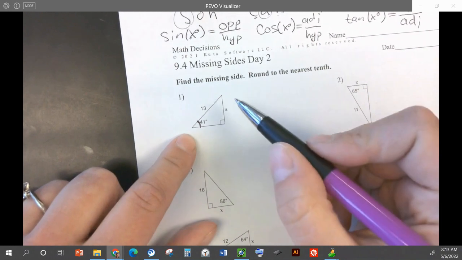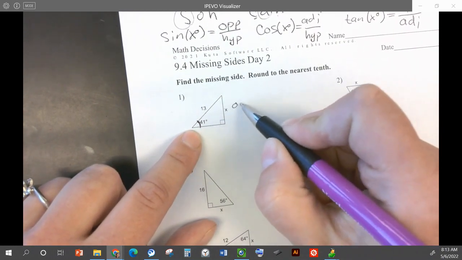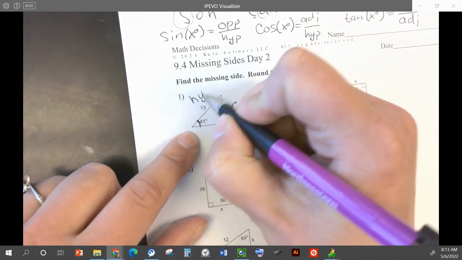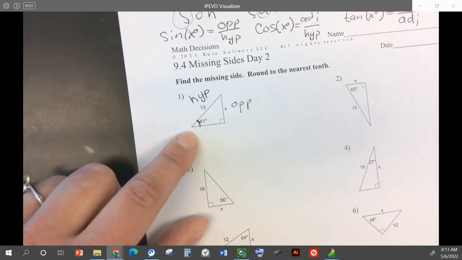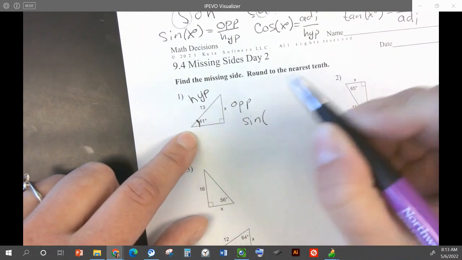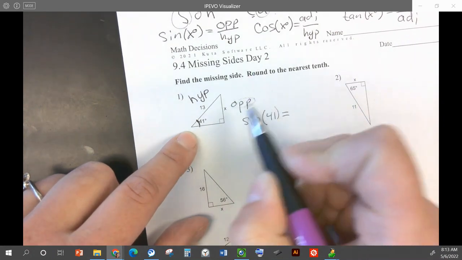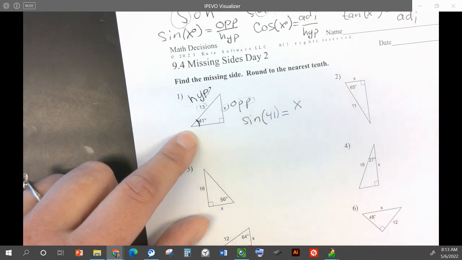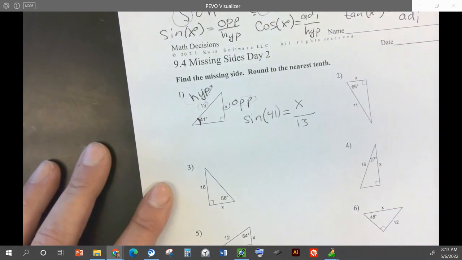Okay, are you ready? You've had a minute. What would we label x? Perfect, good. How about the 13? Good, 13 is the hypotenuse. So which function is this? Good, sine. So sine of our angle, sine of 41 equals our opposite side over our hypotenuse. So x over 13. Okay, are we done?